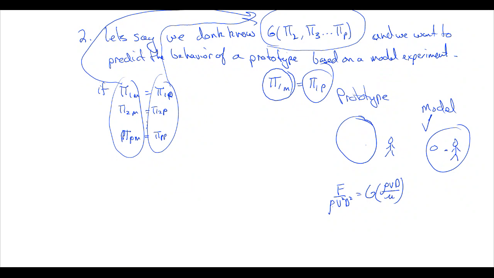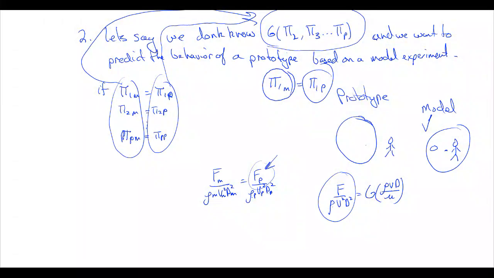So then we can say that f model over rho model v squared d squared model has to equal f prototype over rho prototype v prototype squared d prototype squared. And we might not know the f on our prototype, but we can guess the density, velocity, and diameter of our prototype. So that means we can eventually calculate the force on our prototype, even though experimentally we could never get a wind tunnel maybe big enough to actually fit this ball in it, right?